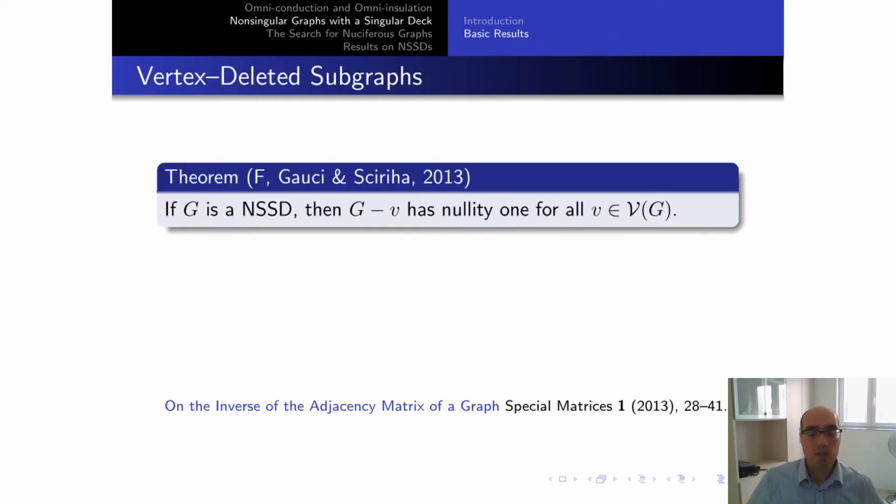A few results on NSSDs. The vertex deleted subgraphs of NSSDs have nullity 1. This is a consequence of the interlacing theorem, which allows only a change in multiplicity of one more or one less, or leaving the multiplicity the same when you remove a vertex. So in the case of an NSSD, since it is by definition non-singular and its vertex deleted subgraphs are singular, there's no other nullity that the vertex deleted subgraphs can have apart from 1.